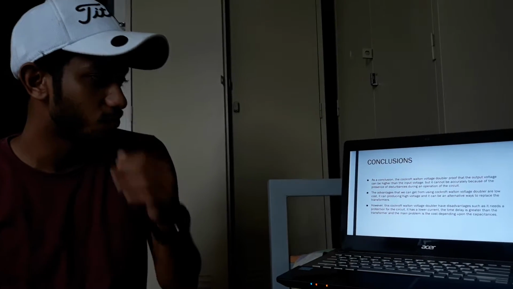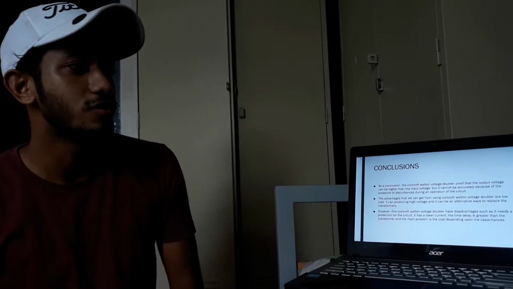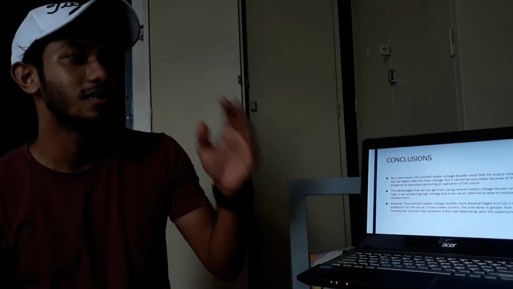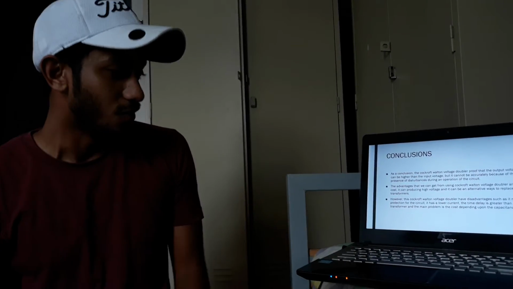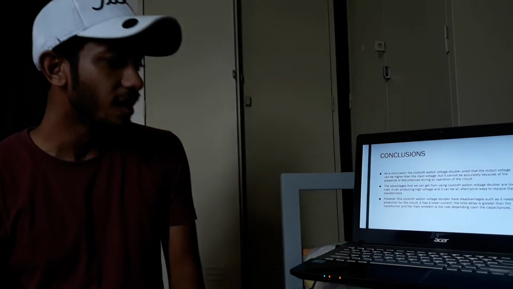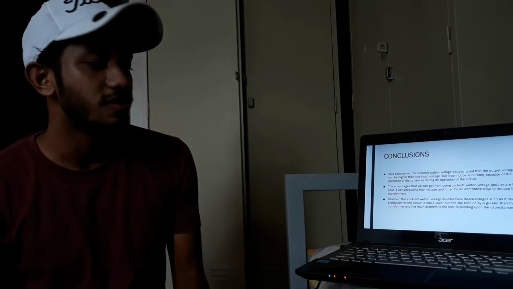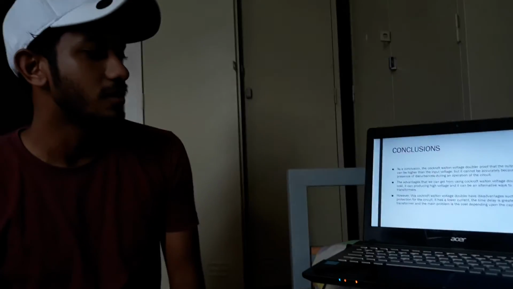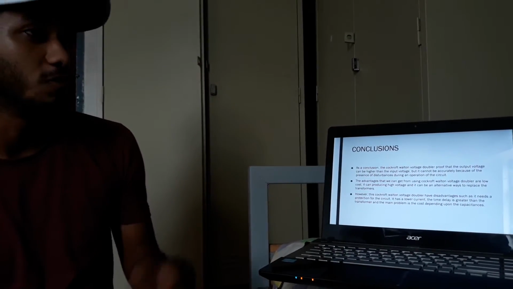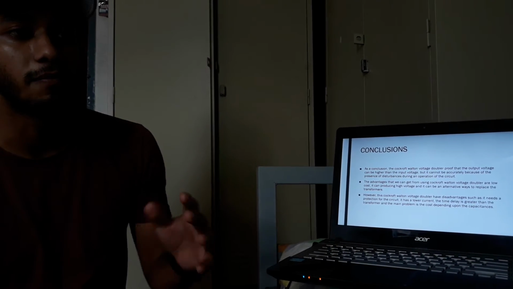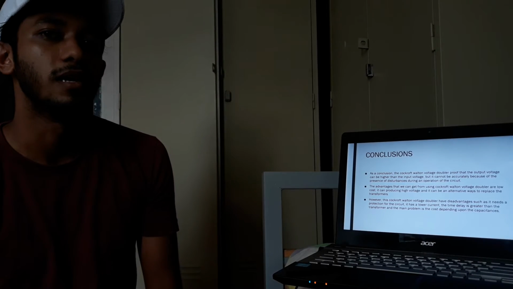To produce a high voltage, it requires a high rating transformer. A transformer has a higher cost in industry, so we use the Cockcroft-Walton doubler method. The disadvantage of this circuit is that it needs protection. For example, it has a low current and a time delay that should be greater than the transformer. And the main problem is the cost, depending on the capacitance to store the energy.